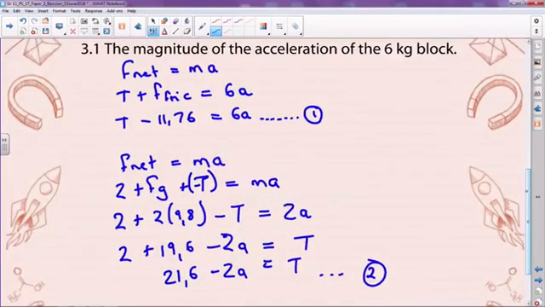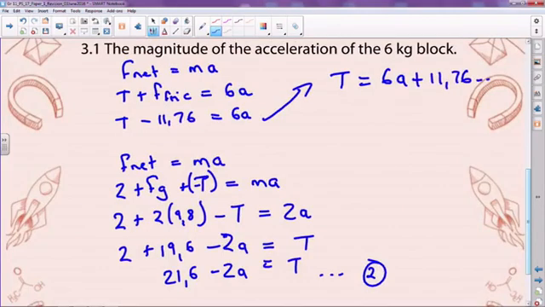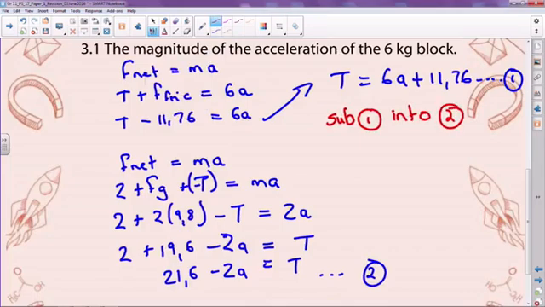Actually, what I want to do is go back to the top here and make this one more step. We're going to go t equals 6a plus 11.76, and I'll make that number 1. What do you do whenever you've got sums like this? You substitute 1 into 2, or 2 into 1. Same thing, t equals t, so we're going to work with that. So I'm going to have 6a plus 11.76 is equal to 21.6 minus 2a.